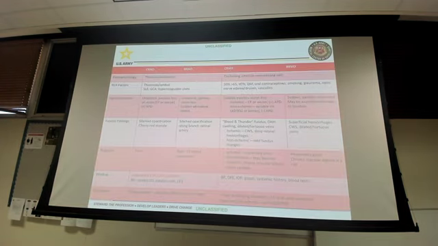All right, we love tables. I love tables. It organizes all the slides and all the information into a little easier process to study. So I go over that.